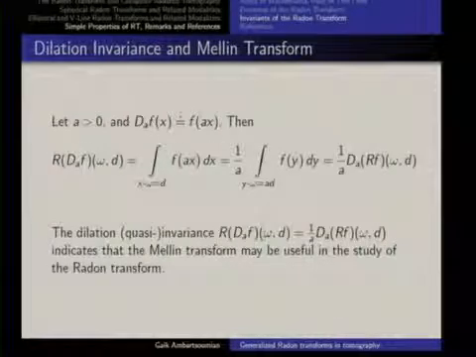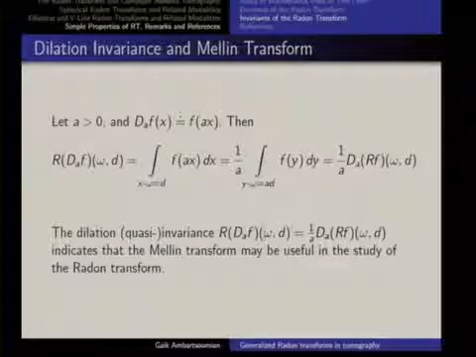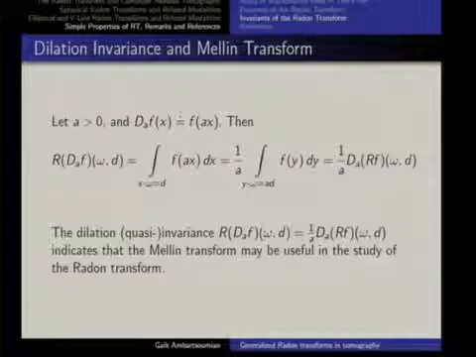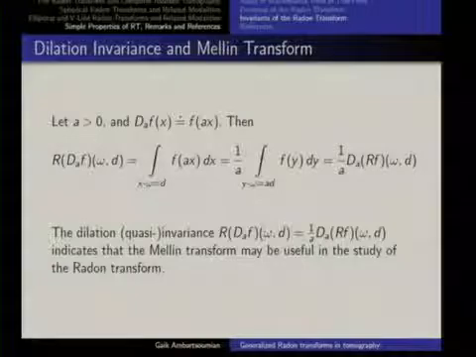Okay, and there is one more invariance. That's the dilation invariance, and again, you can do it algebraically. The definition of the dilation is you multiply the variable by a, and again, if you do the algebra, you do your change of variable, you will see that it's almost invariant. You have to have a coefficient in front. But basically, if you do the dilation to the function, it's the same thing as if you do the dilation to the Radon transform with some coefficient in front.